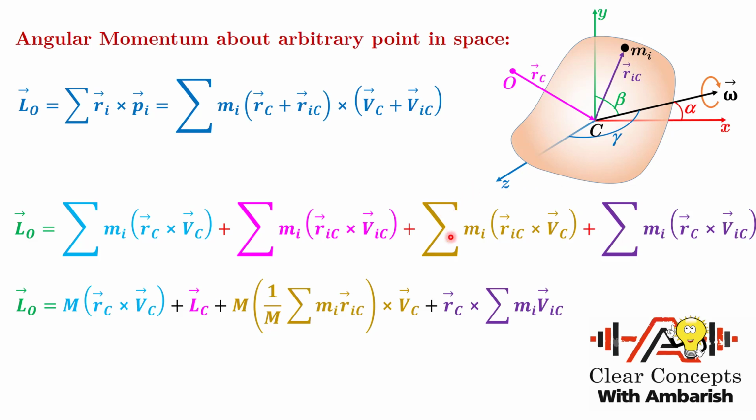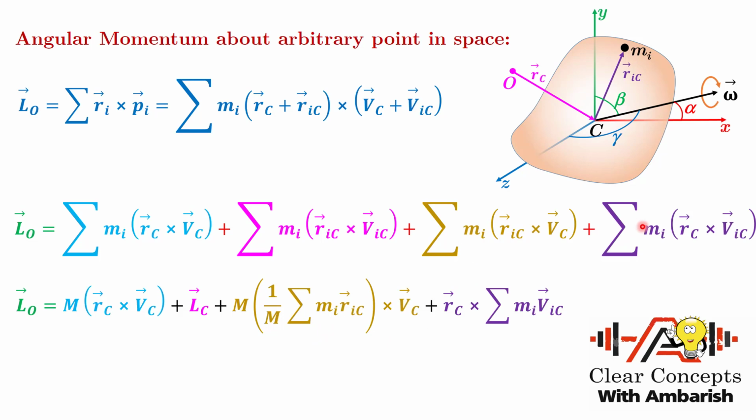Now for the third term, I have divided it by the total mass and multiplied it by the total mass. So you can always write this expression as M times 1 upon M times this. I have deliberately written it like this because 1 upon M times sigma Mi Ric is, by definition, the coordinate of center of mass as seen from itself. Sigma Mi Ric upon M is the coordinate of center of mass as seen from center of mass itself, so this obviously must be 0. So this third term goes to 0.